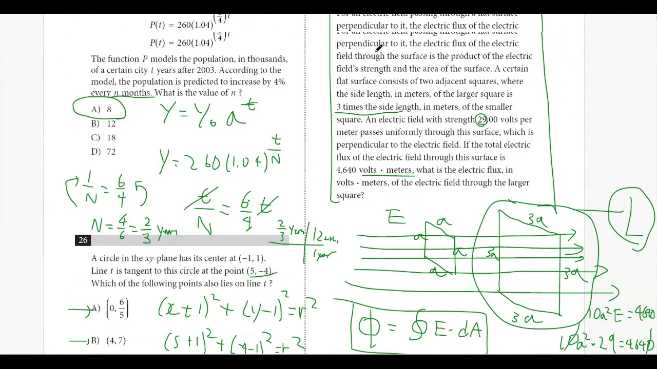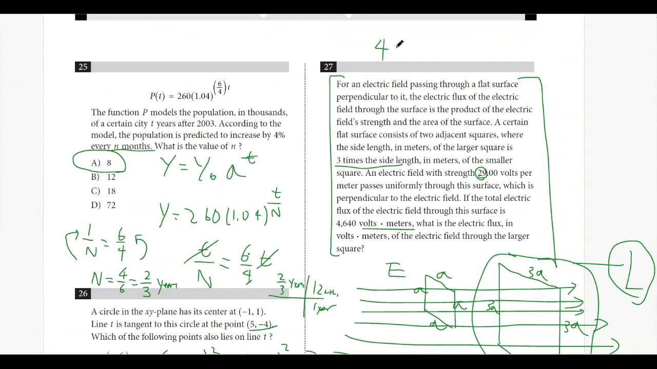So for question 27, 4,176 is the correct answer. I'm pretty sure the SAT math is not going to give you this kind of wordy, physics-heavy question.